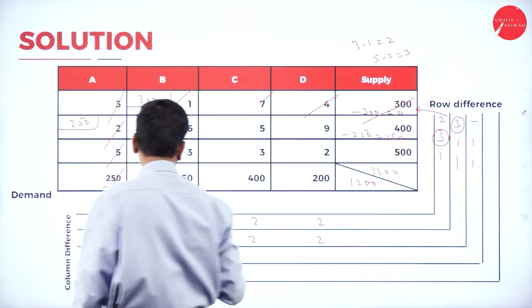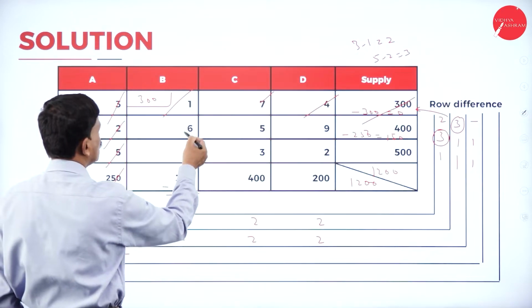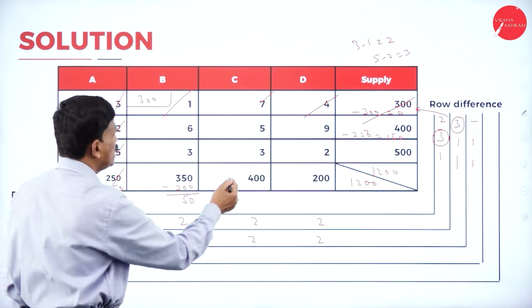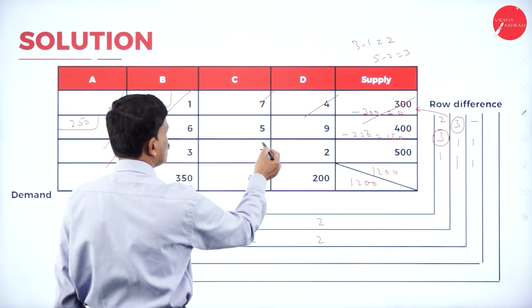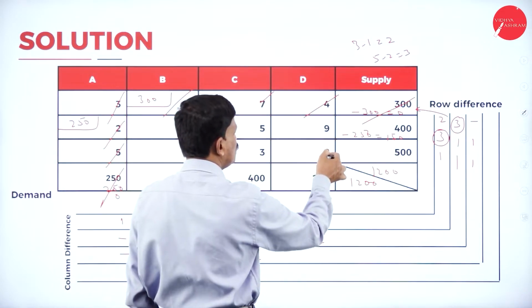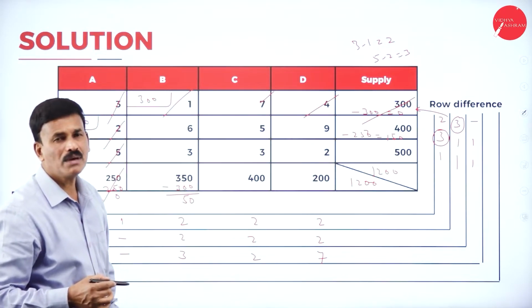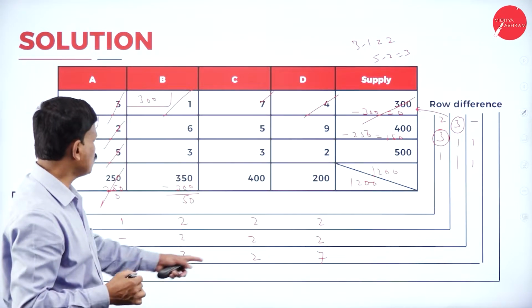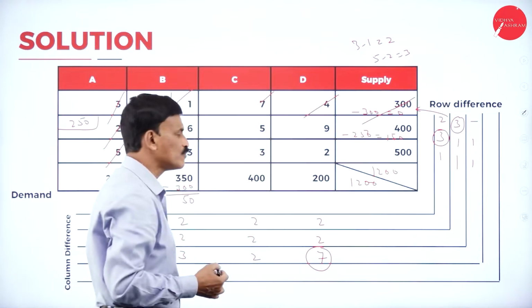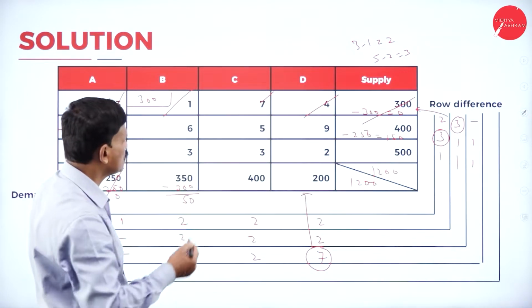Now come to the columns. In the first column, the least value is 3 and the next least value is 6. 6 minus 3 is equal to 3. Again here, the least value is 3 and the second least is 5. 5 minus 3 is equal to 2. Here the least value is 2 and next 9, so 9 minus 2 is 7. Now identify the maximum penalty. So the maximum penalty is 7 in the column difference. This is 7, so this comes in D.